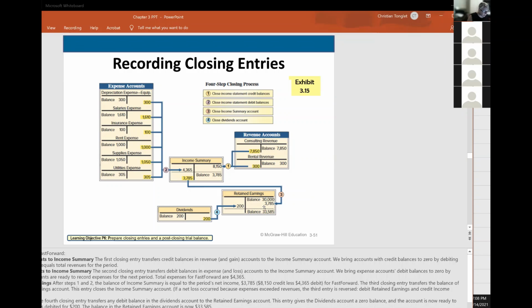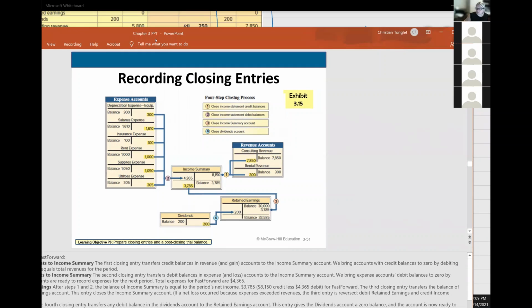Retained earnings is your beginning balance plus your net income, which is what that is, less your dividends, and that gives you your ending retained earnings. That's your ending balance. So that clears off all my temporary accounts, all my expense accounts, all my revenue accounts, my dividends, and it rolls into retained earnings. That retained earnings rolls into next year, and it stays on my balance sheet. Okay.